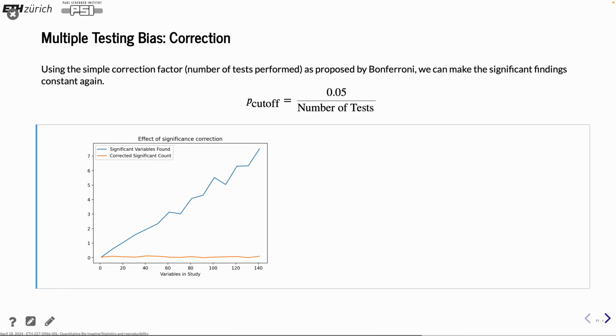So what we can do now is apply something called Bonferroni correction, and that is in principle that we take our p-value and divide it by the number of tests. If you look at our previous experiment, we had this linear trend that was increasing. But if we divide our p-value by the number of tests, you can see that now we are down to the correct significant count, and that makes more sense.